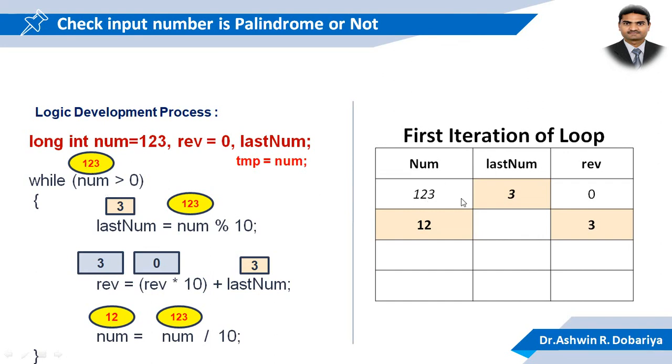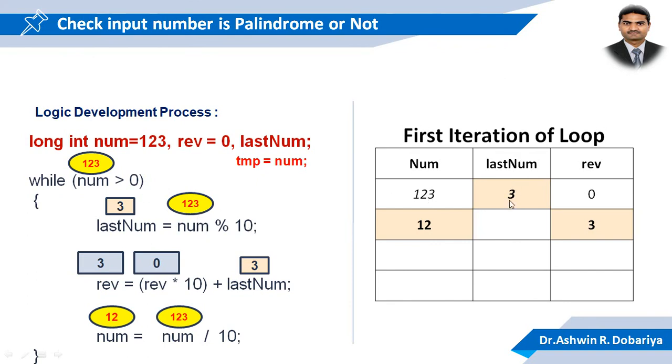So if the number is greater than 0, first we'll separate the last digit with the help of the modulus operator. If we divide any number by 10, the modulus operator always returns the remainder, and the remainder is always the last digit. Here the last digit is 3, so this statement will separate the 3.